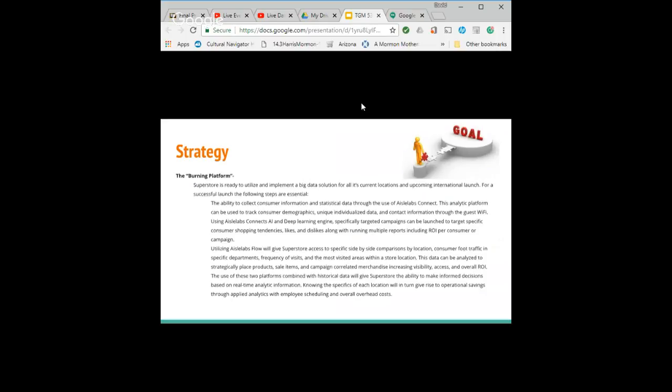The Iolabs Flow gives Superstore the access to side-by-side comparisons by location. This tracks things such as foot traffic in each location, specific to departments, frequency of visits, the most visited location. So this allows Superstore to place specific items in high traffic areas, trying to push sales and visibility, access, and to increase the overall ROI.